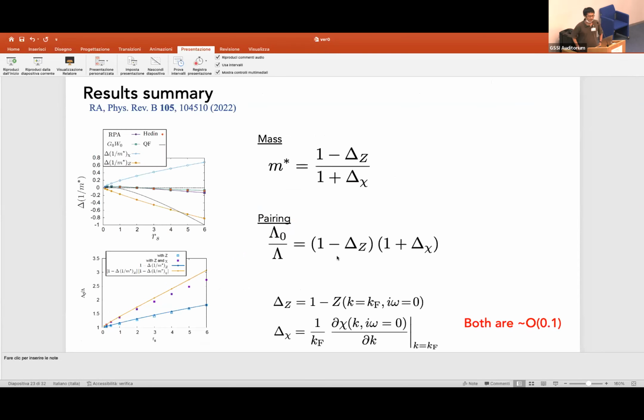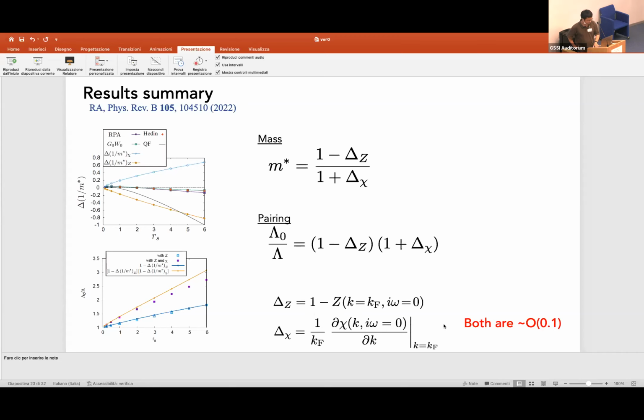So let's summarize the result at this point. Here we have seen the mass renormalization and pairing renormalization behave quite differently. And actually the formula of those can be well represented by those formulas. Here the correction factors, delta z and delta chi, are related to the Fermi surface value of z and the wave number derivative of chi at the Fermi surface. And importantly, in the uniform electron gas, both factors are of order 0.1 and have substantial impact on both the mass and pairing.